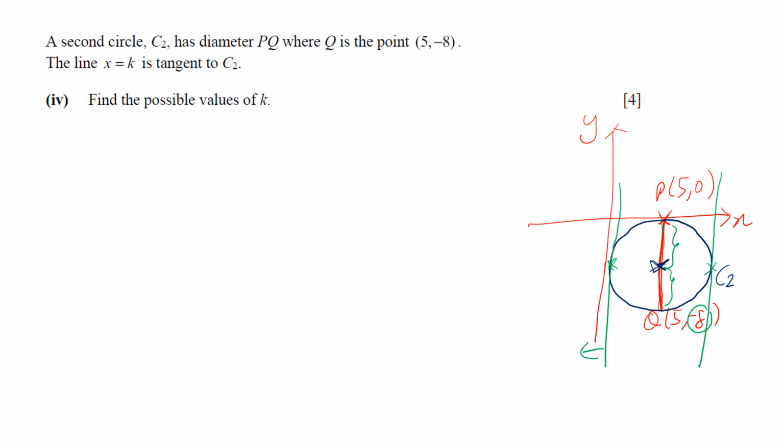The center of the circle is, let me erase all this. Or you can use the midpoint formula lah. 5 plus 5 divided by 2 gives you 5. Then 0 plus -8 divided by 2 gives you -4. So that means the center is (5, -4). In other words, the radius is actually 4 units. So what we are saying is the radius of the circle is 4 units, so from here to here is 4 units.